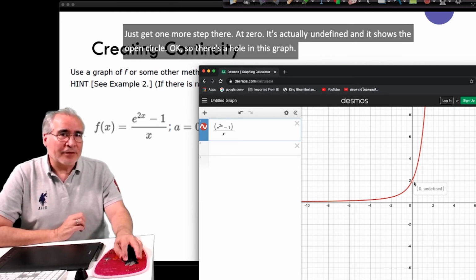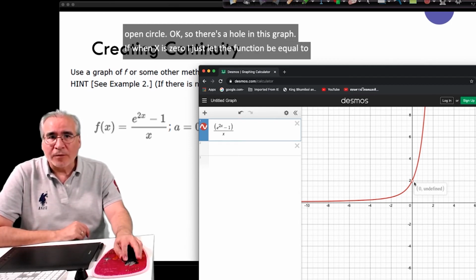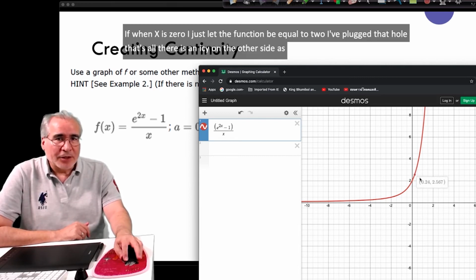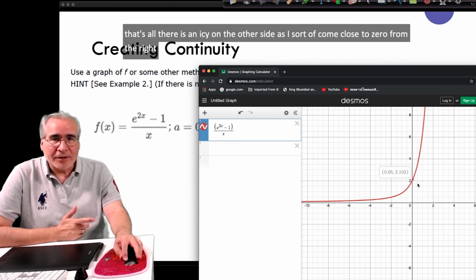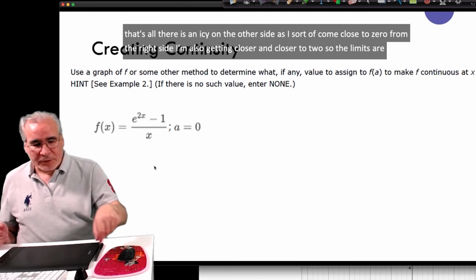If when x is 0, I just let the function be equal to 2, I've plugged that hole. That's all there is. And I see on the other side, as I come close to 0 from the right side, I'm also getting closer and closer to 2. So the limits are there. It fits the description now.